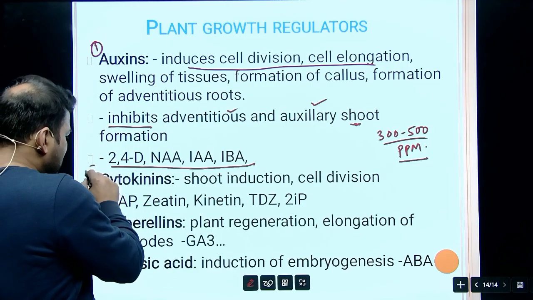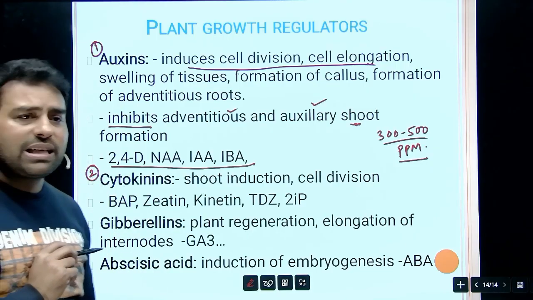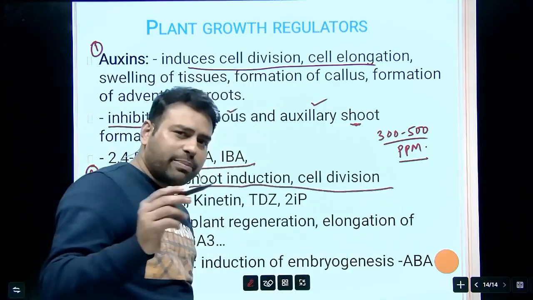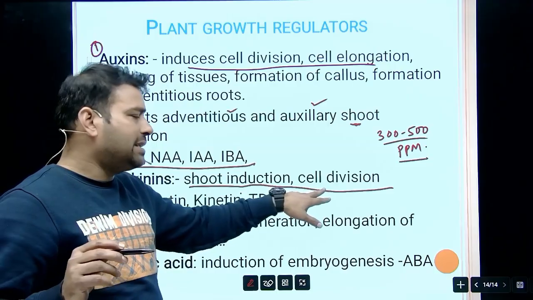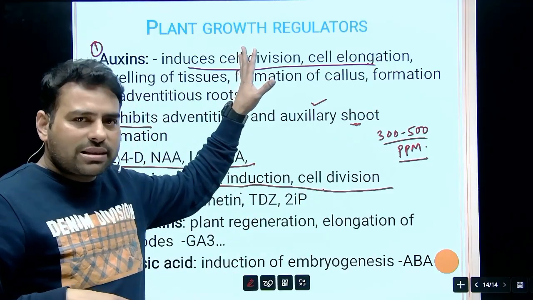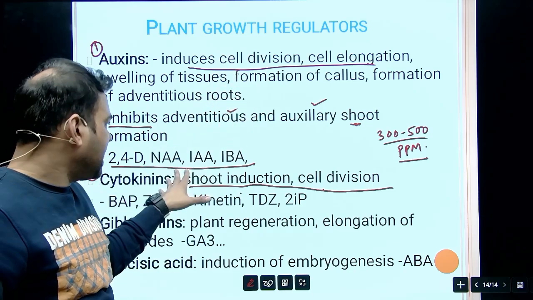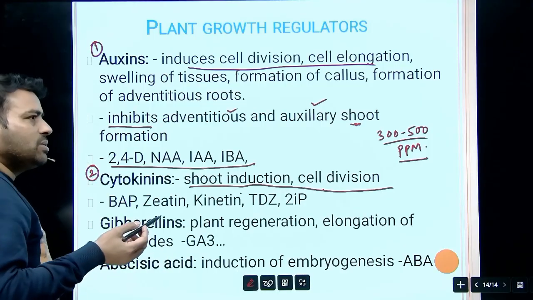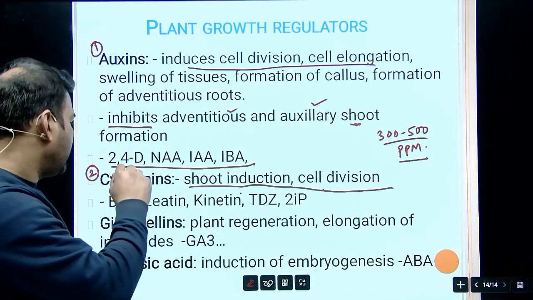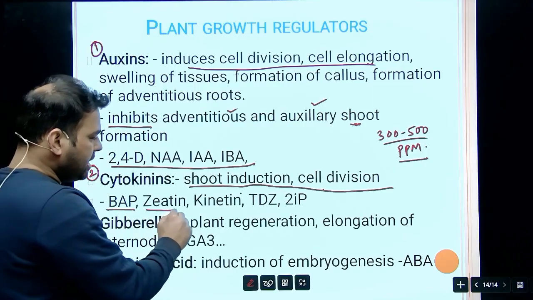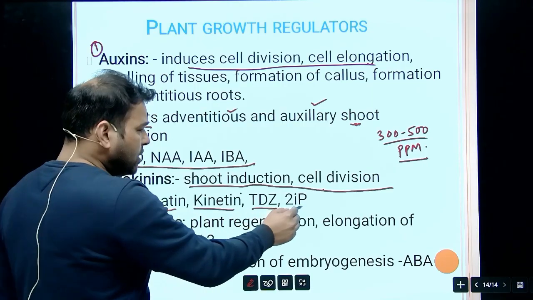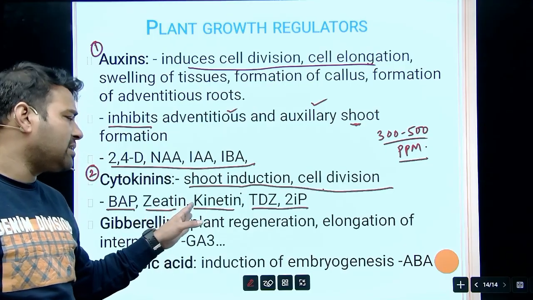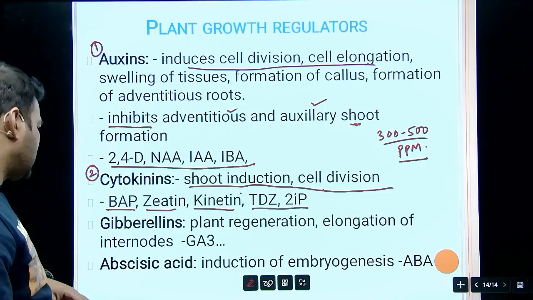Cytokinins are the second class of plant growth hormones which are needed. Cytokinins promote shoot induction and cell division. So it is the opposite: where auxins promote the root, cytokinins promote the shoot, and cell division is another work. For example, basically the concentration will be the same. We are using benzyl aminopurine, kinetin, thidiazuron, 2-isopentenyl adenine. These are the examples of cytokinins majorly used in plant tissue culture experiments.